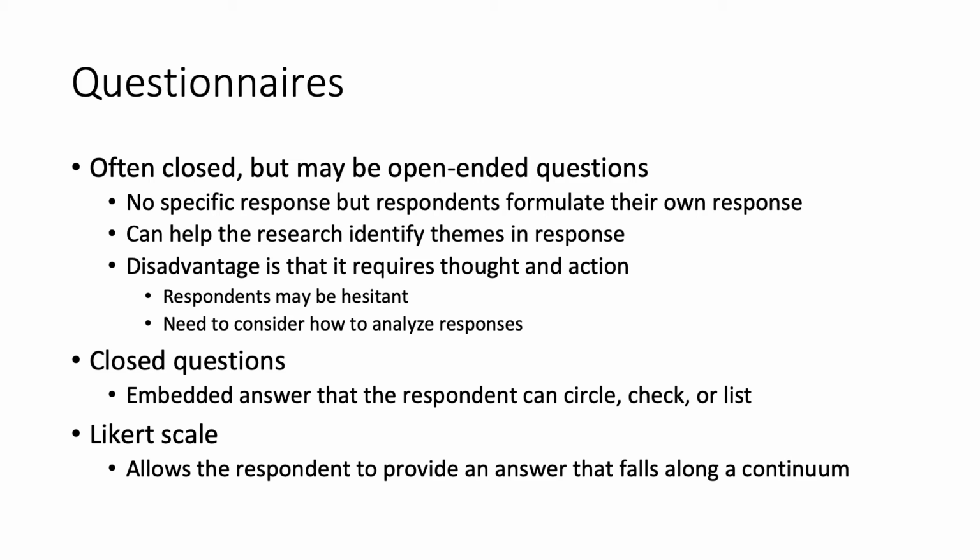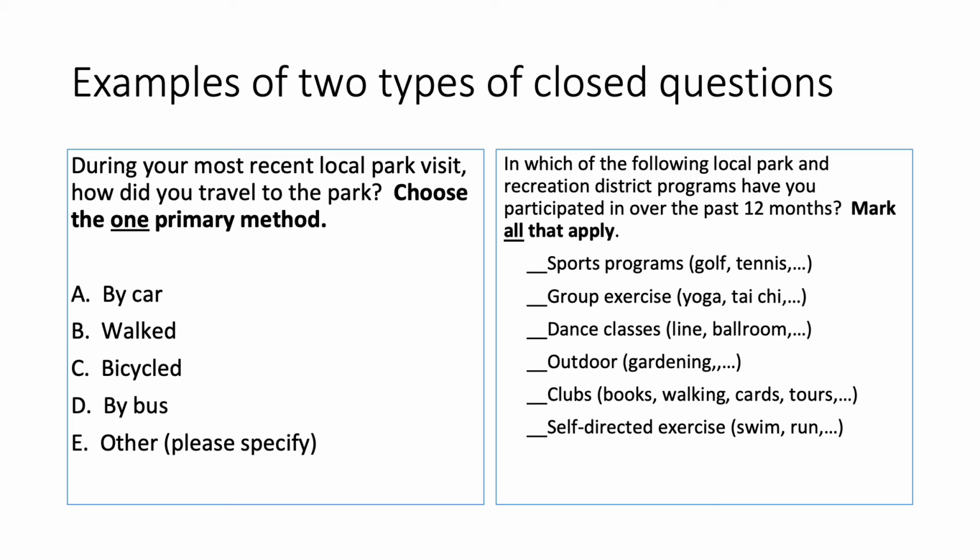But when we think of closed questions, these provide an embedded answer that the respondent can either circle, check, or list. Another type of question that can be utilized is the Likert scale, and this allows the respondent to provide some sort of answer that falls along a continuum. Here are some examples of closed questions.